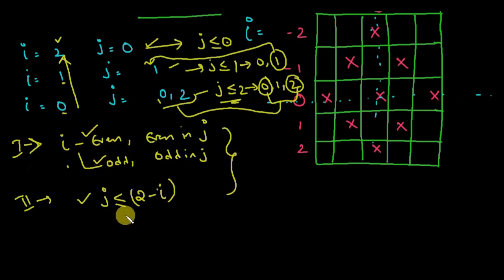If nothing is valid, then I have to print a space. So how to write the program? Let's see. We are running from -2 to +2. There are two loops, right? For i equal to -2, i less than or equal to 2, i plus plus. This is for rows, and I need to convert minus values to positive values.